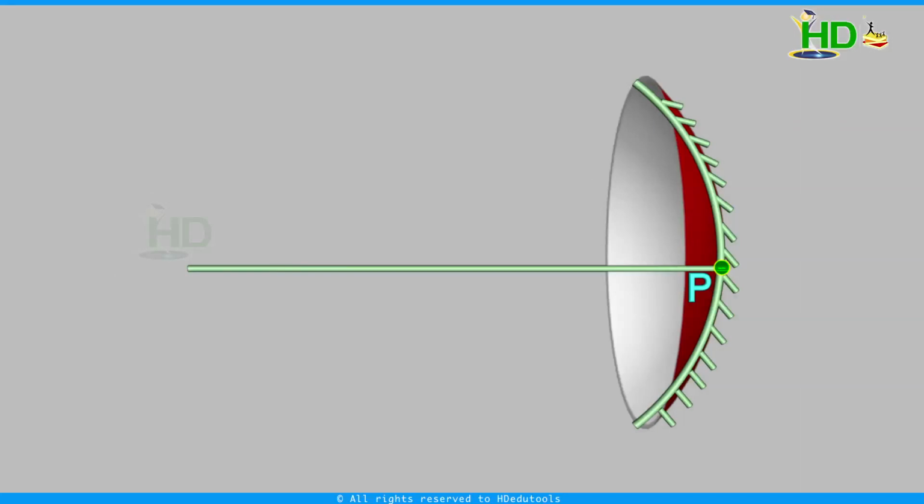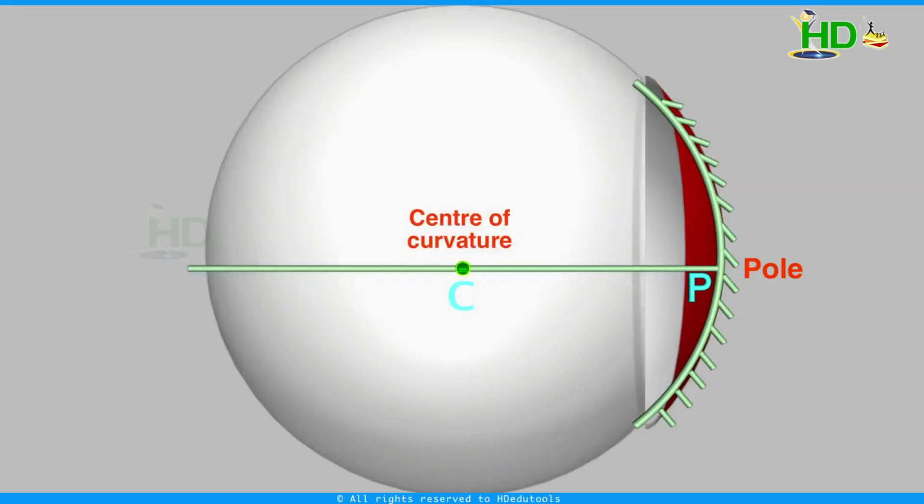First we take the pole. It is the geometrical center of the spherical mirror, and this is the pole of the mirror. It is denoted by P. Center of curvature: it is the center of the sphere of which the mirror is a part. This C is the center of curvature. The radius of the sphere is called the radius of curvature and it is denoted by R. Principal axis: it is the line passing through the pole and the center of curvature. In this figure, this PM is the principal axis.